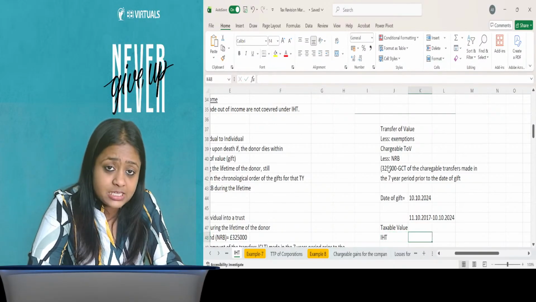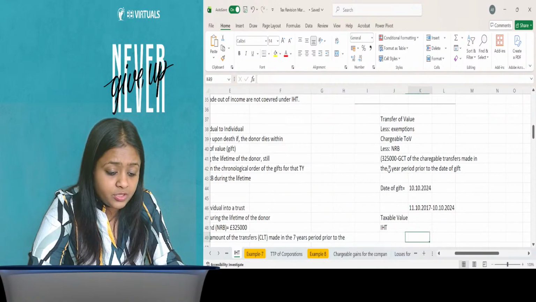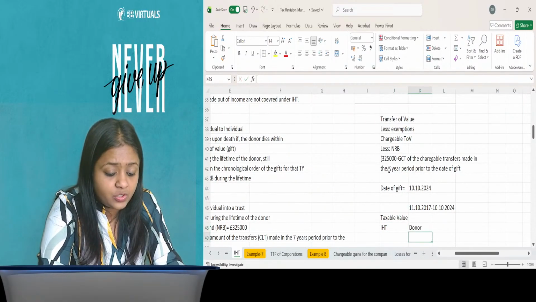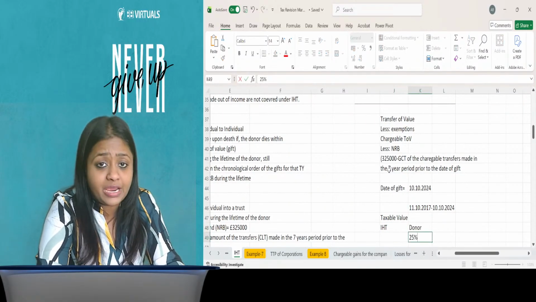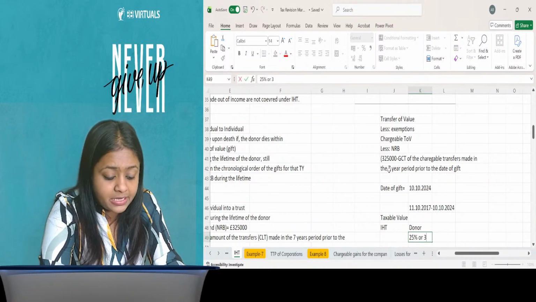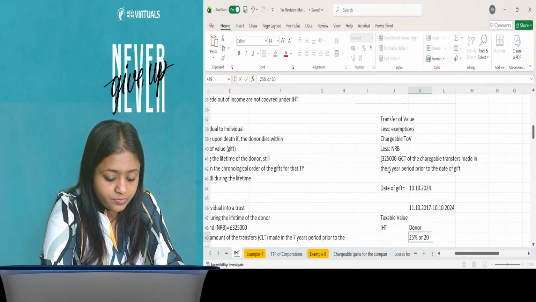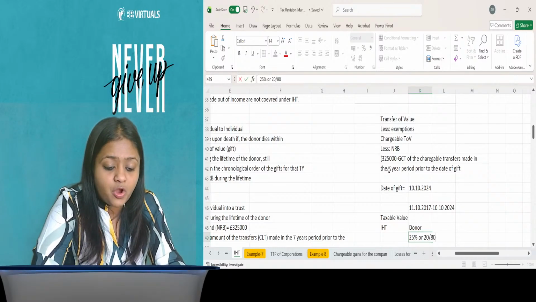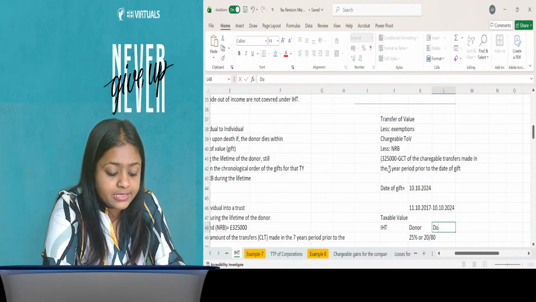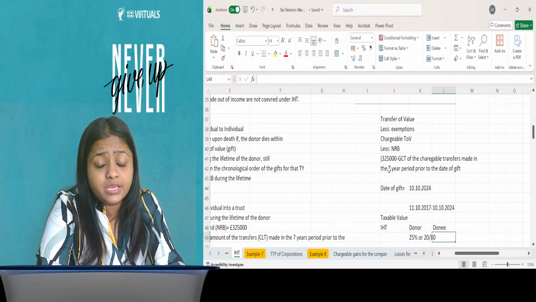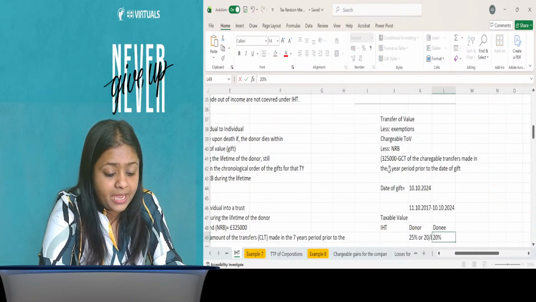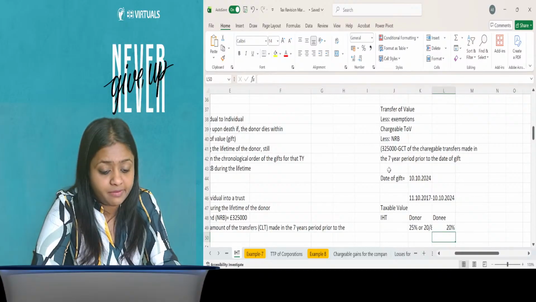If the tax is borne by the donor, then the tax rate is 25%, or 20 by 80, of the taxable value. If the tax is borne by the donee, then what do you do, guys? Simply apply a tax rate of 20% on the taxable value.